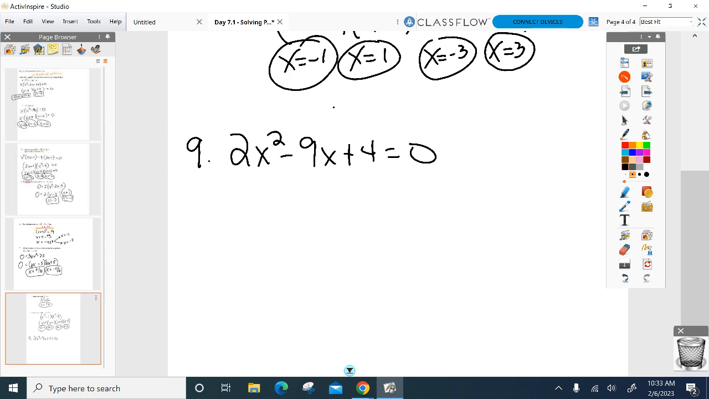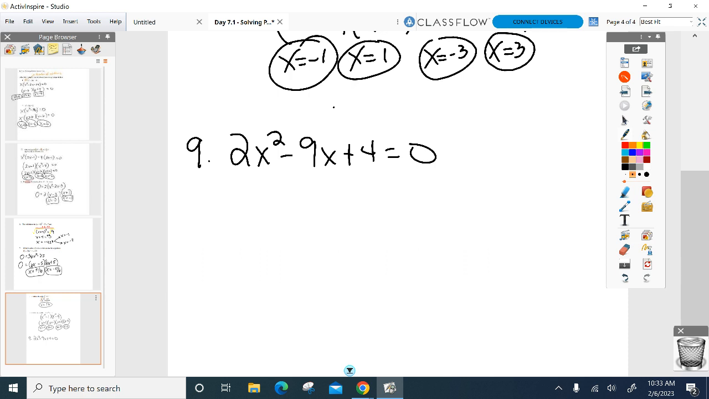Any GCF? No. Okay. 3 terms, right? Because there's a 2 out in front, I can't find numbers that multiply to 4 and add to -9, and those numbers don't even exist. Thoughts? What's up, Nick? Go ahead. Multiply the 4 with the 2.